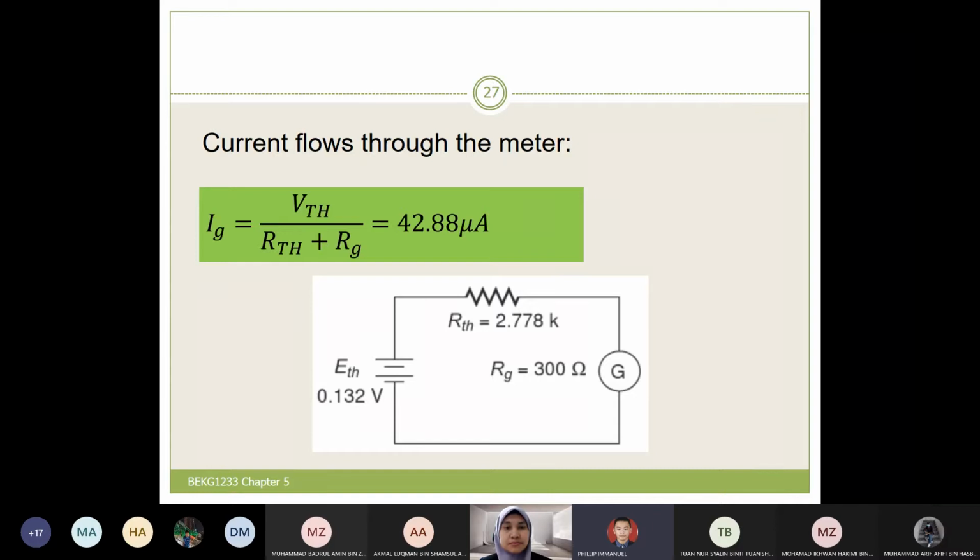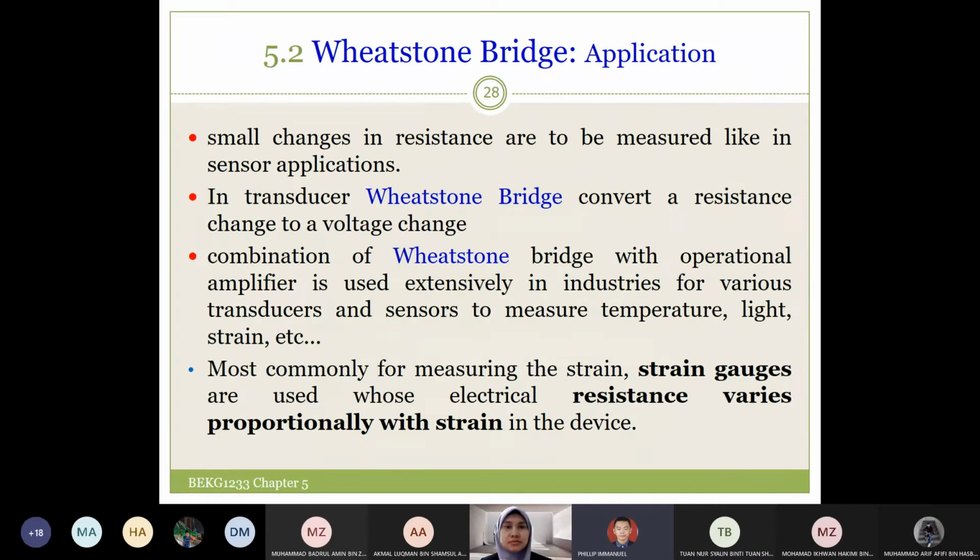Where did we stop? Here, right? Chapter 5. Can you see my screen? Yeah, yes.